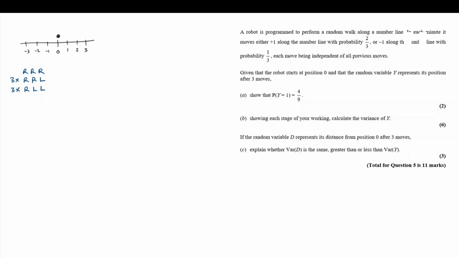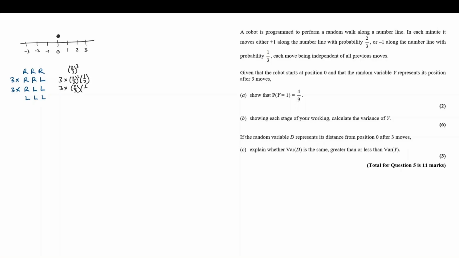Similarly, there are ways where we can have 1 move to the right and 2 to the left. Either I move right first, or I move right second, or I move right third. And then the only other combination is 3 moves to the left. So, okay, now let's find the probability of these things happening. The probability that we move to the right 3 times is going to be 2/3 times 2/3 times 2/3, 2/3 cubed. Right twice and left once is 3 times 2/3 squared times 1/3.